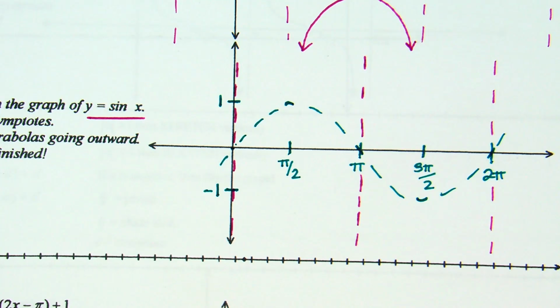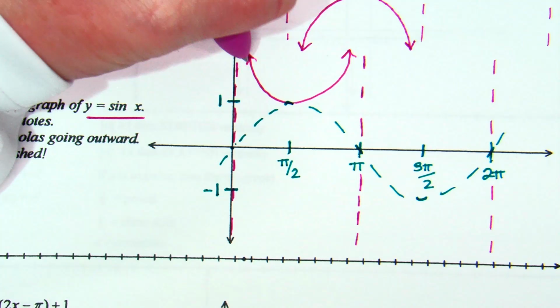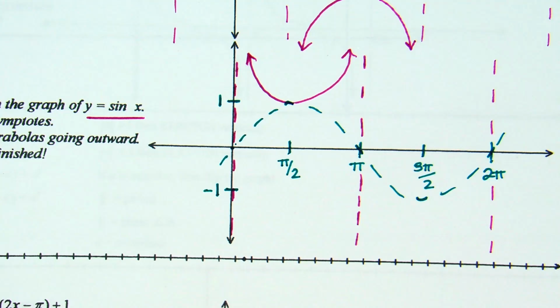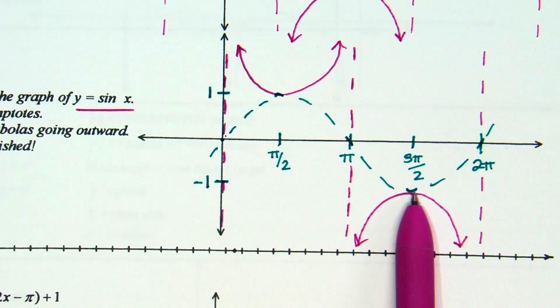Now, in between the first asymptote, 0 to pi, currently a mountain. Flip it upside down. I have a right side up parabola. The bottom of that parabola is at the point pi over 2, 1. And then, in between 1 pi and 2 pi, we have a valley. Flips to make an upside down parabola. And that upside down parabola touches the minimum on the sine graph.